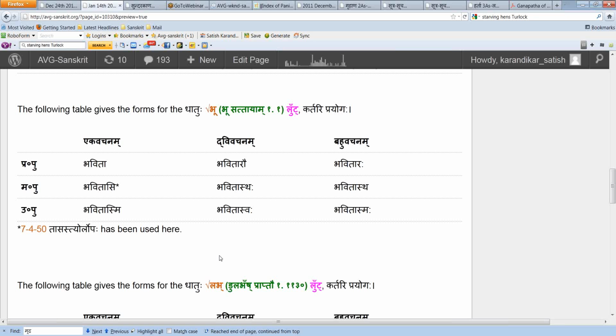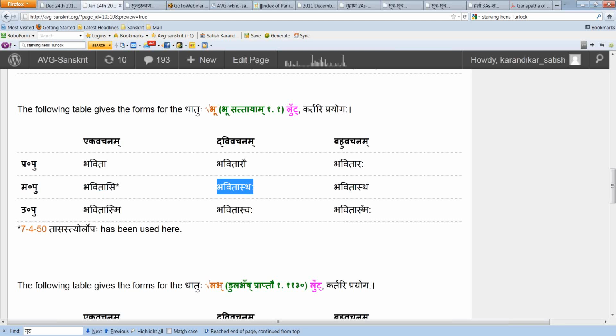Today we'll look at the Lrut Lakaraha. Before going there, let's just look at these tables briefly. Bhavita, Bhavitaro, Bhavitaraha, Bhavitasi. Over here, the Sutram Tasastyor Lopaha has been used. Then bhavitastha, bhavitastha, bhavitasmi, bhavitasvaha, bhavitasmaha.